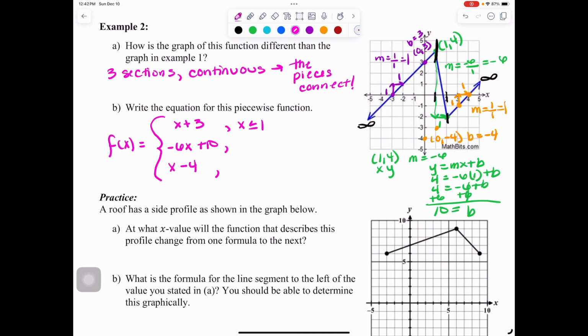So that means for the middle piece, 1 is still my critical number, but it's not going to count here because we already counted it above. So 1 is less than x, and then we'll do less than or equal to the next turning point cutoff for x, which is 2.